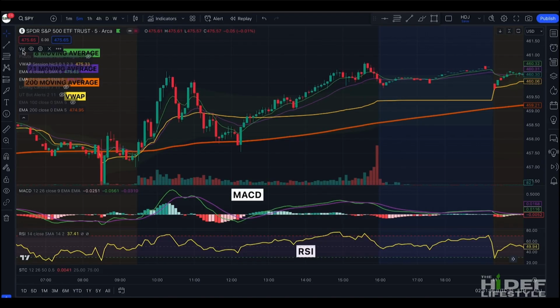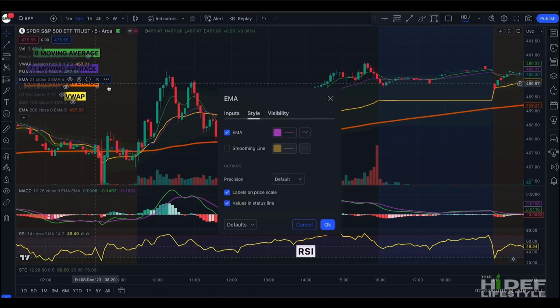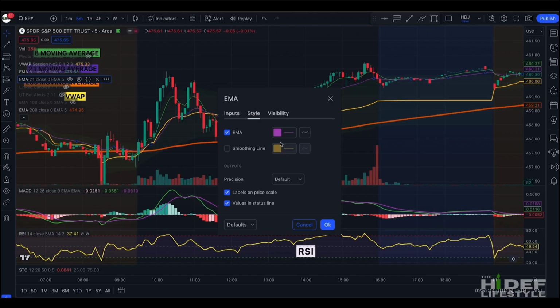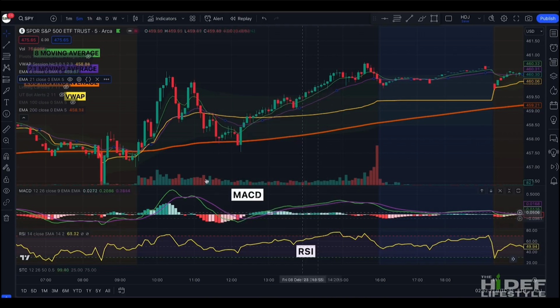And when it is added to the chart, let's go here, you can click on the cog and you can customize it. So the input, this right here, the length, these are the days you choose. So this is the 21. So I got 21 in here, and I chose my color, and that's pretty much it. You want to customize anything that you added to your chart.